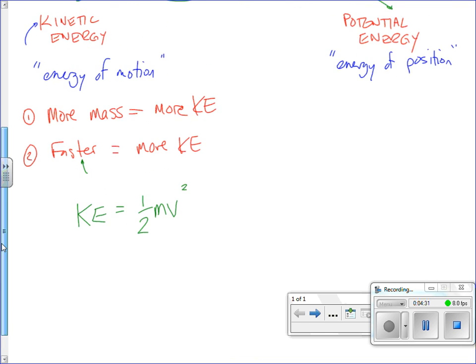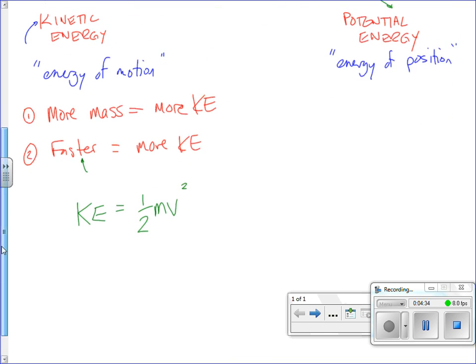Now, this potential energy, energy of position, there are really two kinds of that, but we're going to talk about one that we call gravitational potential energy. All right? So what kinds of things have more gravitational potential energy? Well, I'll say this. Just like kinetic energy, more mass equals more PE.